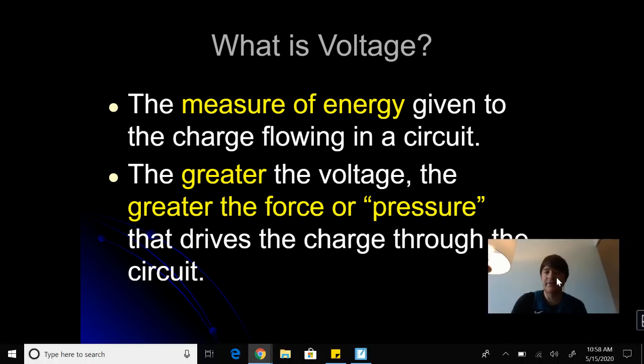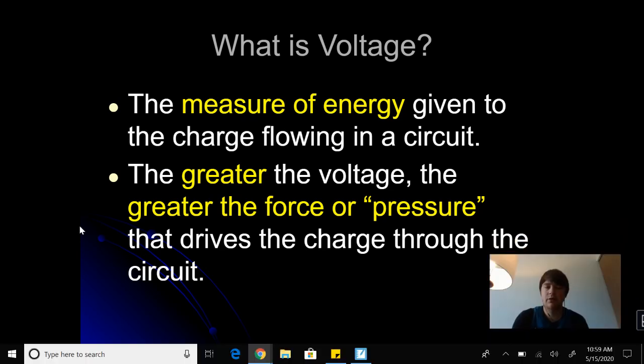And we're on to voltage. We've talked about resistance. We've talked about current. We're going to talk about voltage. Voltage is the measurement of energy given to the charge flowing in a circuit. The greater the voltage, the greater the force or the pressure that drives the charge through the circuit. And we'll make an analogy here in a second. But essentially, the more voltage we have, the more drive we are going to put into moving those electrons through a circuit. So the higher the voltage, typically it's going to increase the amount of current that we get.